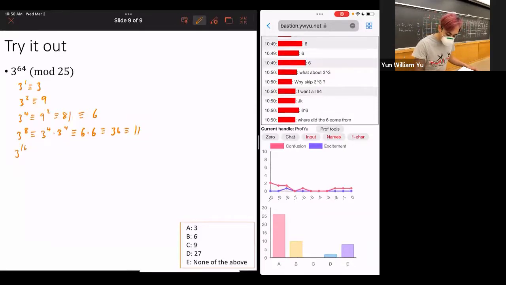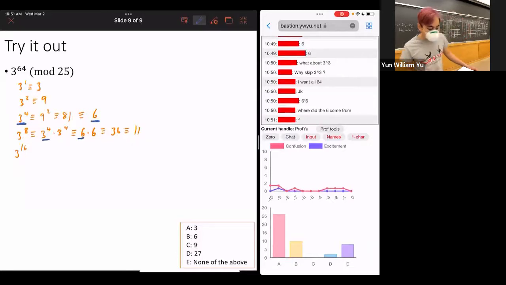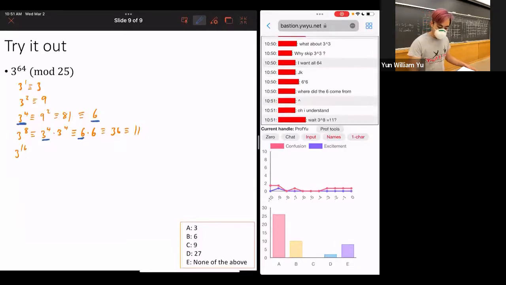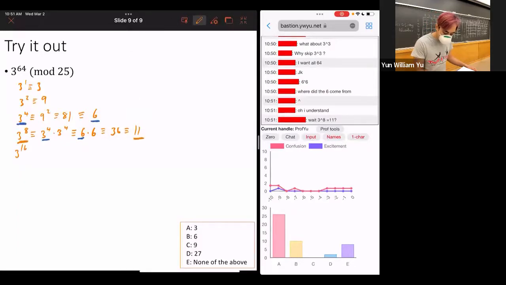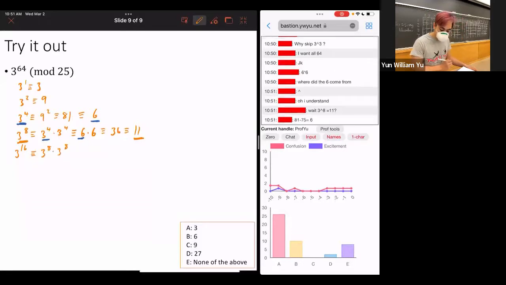So for 3 to the 16, where did the 6 come from? The 6 came from the fact that 3 to the 4 is equivalent to 6. And so you could replace the 3 to the 4 with a 6. And now we have 3 to the 8 is 11, right? So what's 3 to the 16? Well, that's 3 to the 8 times 3 to the 8, right?